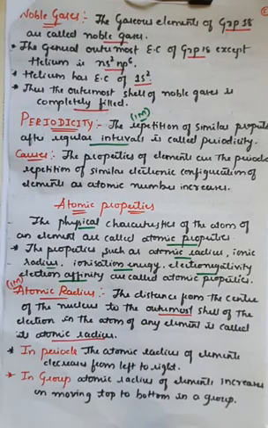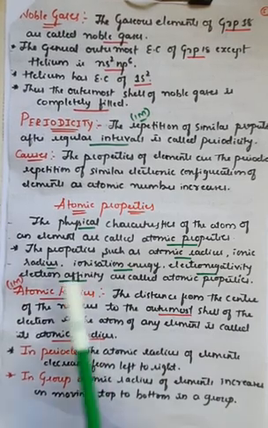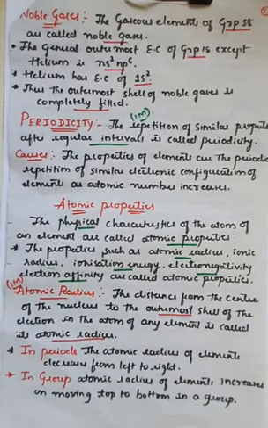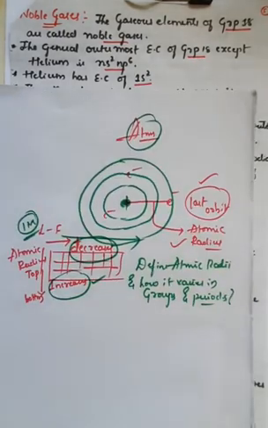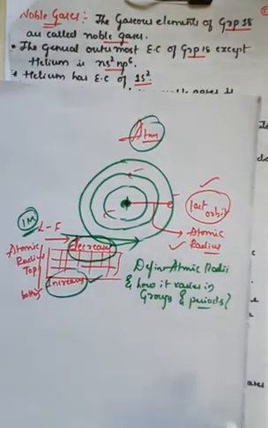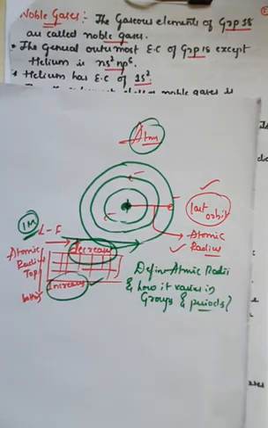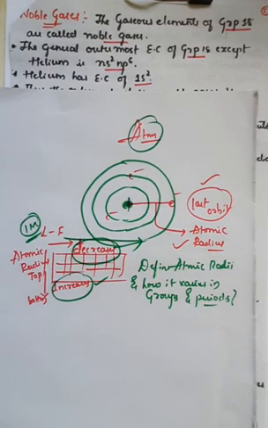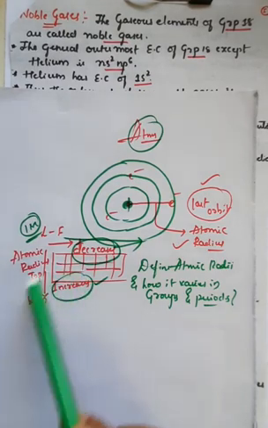In that, we have completed one important atomic property, atomic radius, which is defined as the distance between the center of the nucleus and the electron present in the last orbit. And how it varies in the periodic table: whenever you go from left to right, the atomic radius decreases, and whenever you go from top to bottom, the atomic radius goes on increasing.